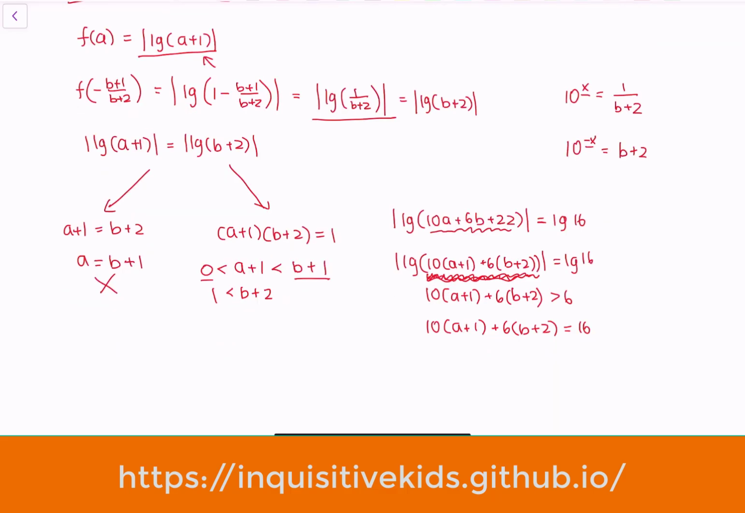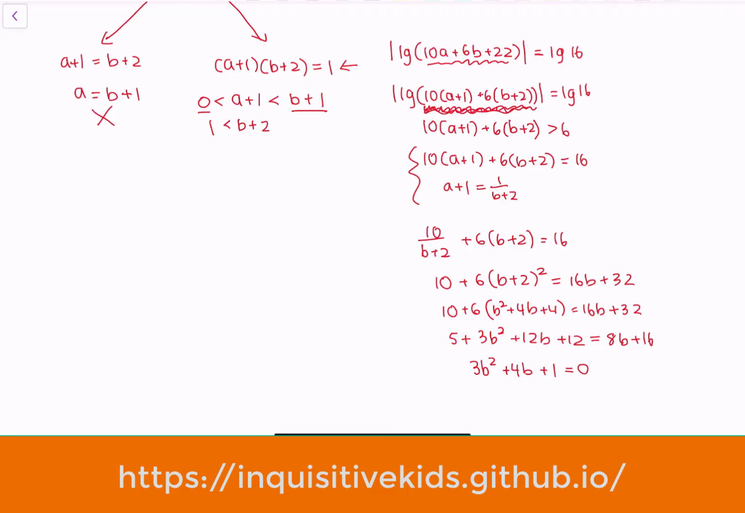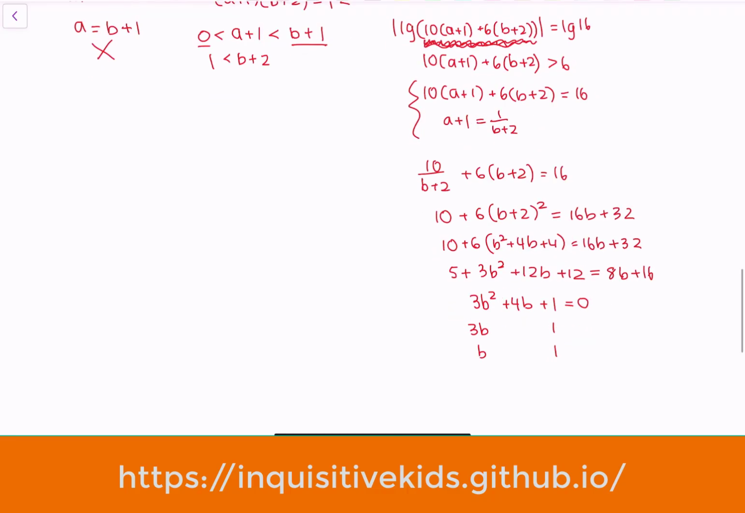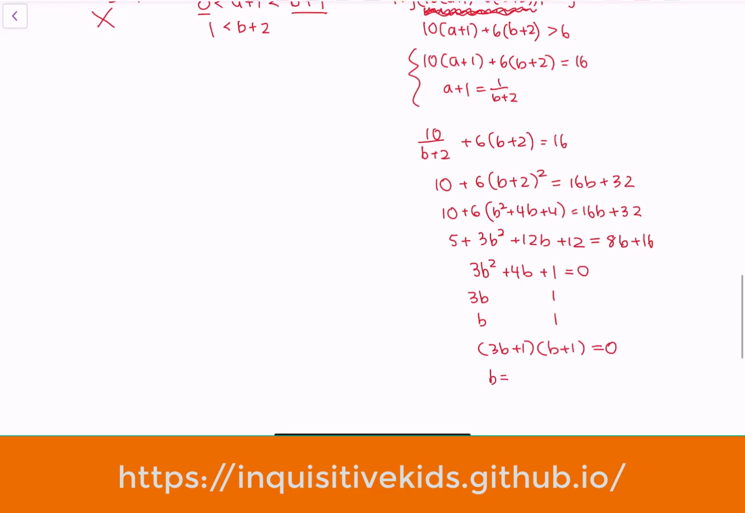And taking an equation from earlier, we can make a system of equations. We know that a plus 1 from here is equal to 1 over b plus 2. There are two equations and two variables, which means now we can solve for both a and b. Now we can factor our quadratic. We see that 3b plus 1 times b plus 1 must be equal to 0. So b can be equal to negative 1/3 or negative 1.